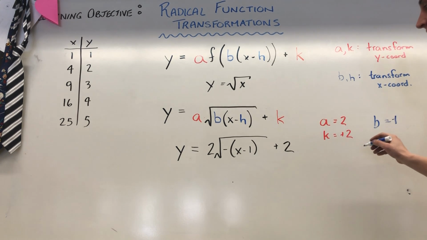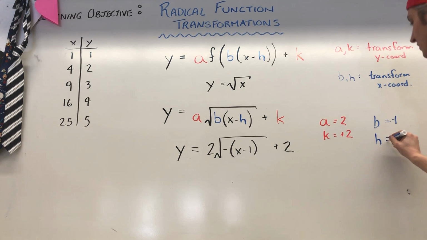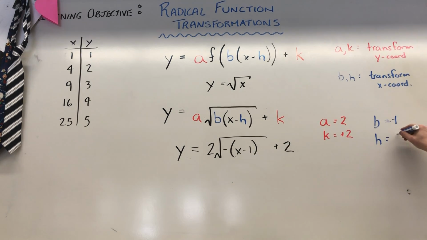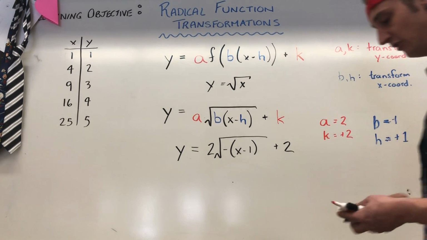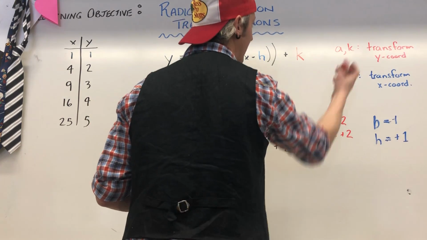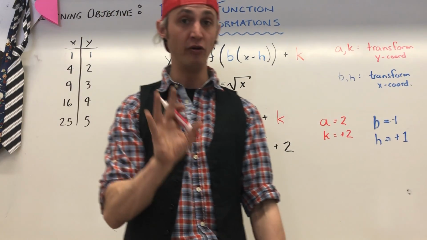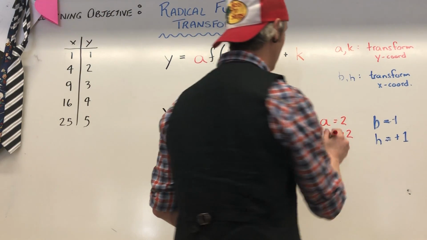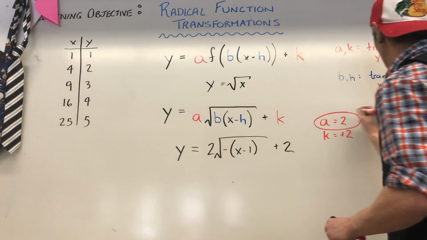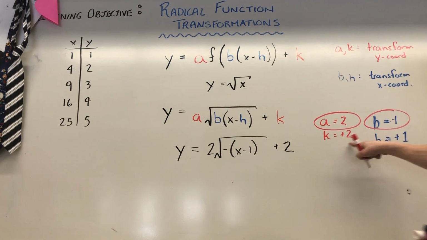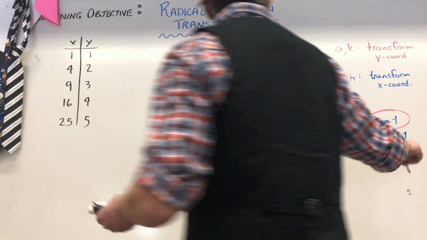Negative 1. And H is negative 1, so H is actually a positive 1. We're moving in the positive direction. Remember, it behaves opposite. Okay? So now, knowing that A and K transform my y coordinates, and also remembering that I always apply my stretches, my A and my B first, and then I add or subtract H and K.